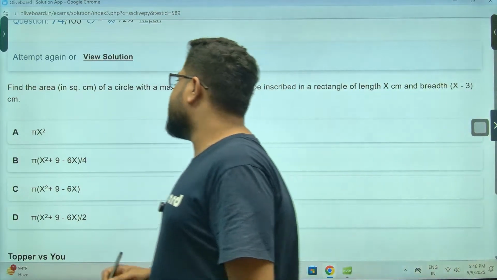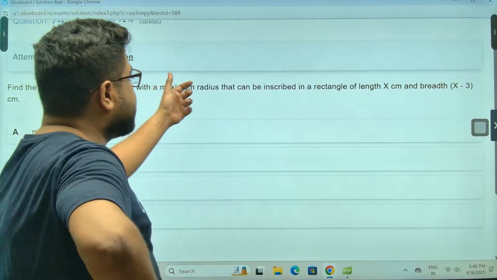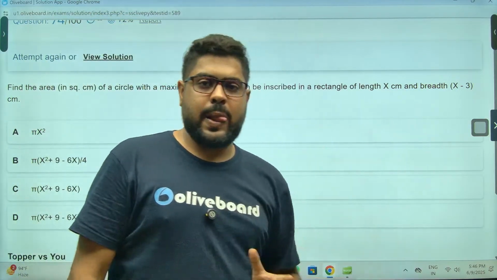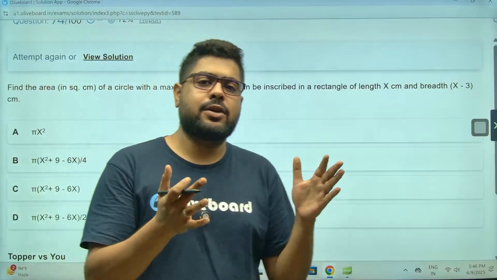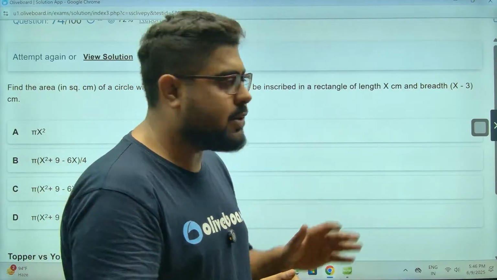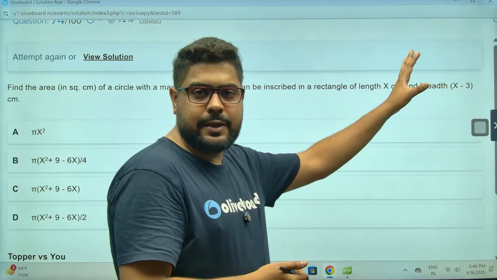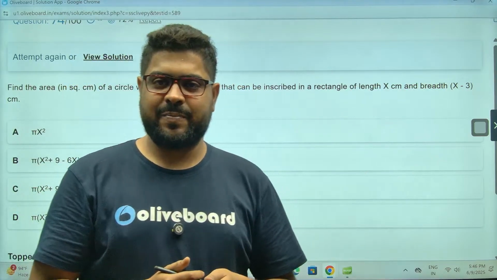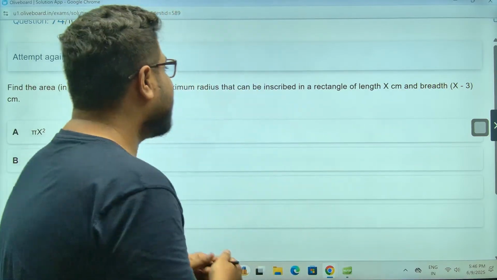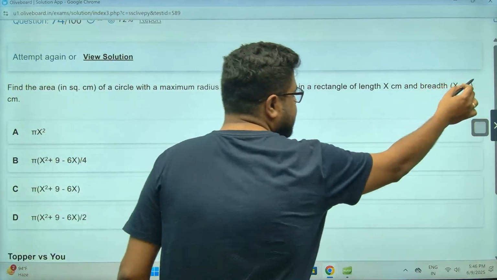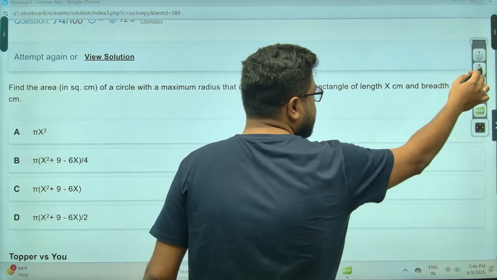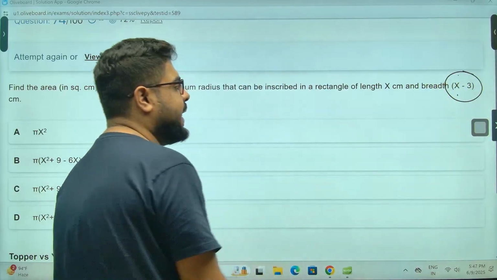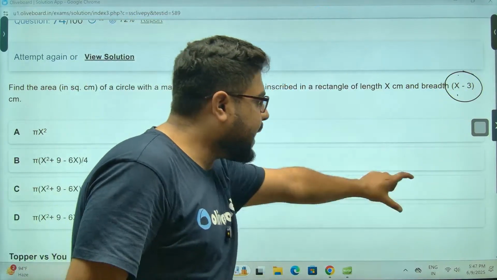Find the area of a circle, maximum radius that can be inscribed in a rectangle. So rectangle inscribed means the smaller side, the width, will be the limit. Because otherwise, if I take along the length, some part of the circle will be outside, which I cannot do. That means the breadth, the smaller side, will be the diameter of the circle.